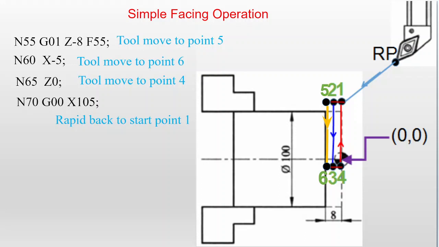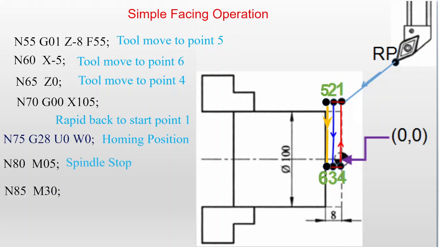Then from the starting point, again it goes back to the homing position. N75 G28 U0 W0 indicates the tool is moving from the starting point to the reference point, the homing position. Then after reaching the homing position, the spindle stops. So M05, spindle stops rotating. Then M30. M30 is program stop and rewind.